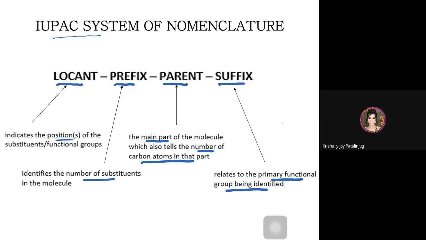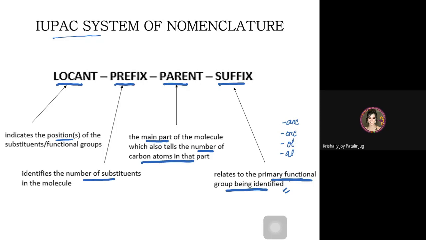When ending in -ane, that is an alkane. When ending in -one, that is a ketone. When ending in -ol, that is an alcohol. When it is an aldehyde, and so forth. So that is the suffix, the importance of the suffix, the last portion of the name of any organic molecule. It will help us identify the main primary functional group in that molecule.